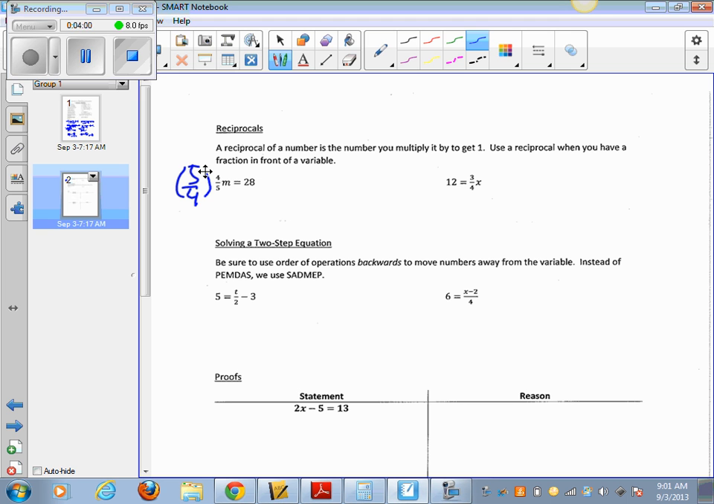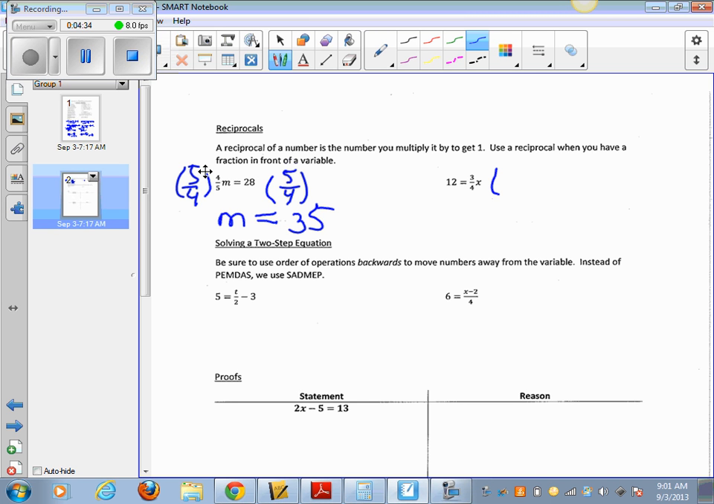So with fractions, the reciprocal is just flip the fraction. So multiply both sides by 5/4, because that's the reciprocal of 4/5. Those are going to cancel out and give you 1. 1 times m is just m. And then 28 times 5/4. What I do first is I figure out 1/4 of 28, which is 7, and then multiply by 5 to give you 35. I'm going to do the same thing here with 12 equals 3/4 x.